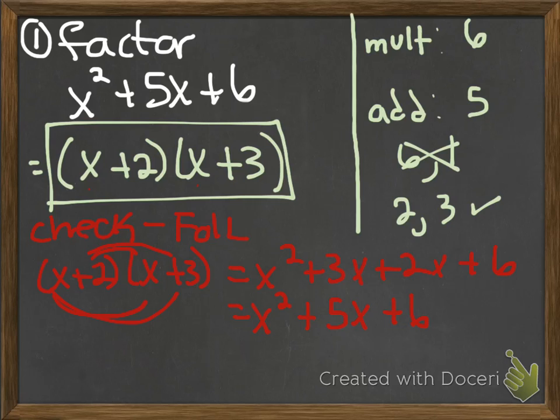Is that the original question? Yes, it sure is. So that is, in fact, the correct answer. What we've decided was x plus 2 times x plus 3. Okay, so that's the factor.